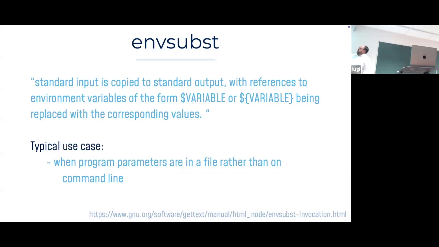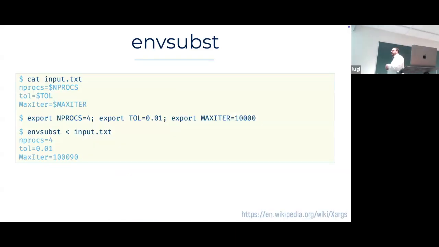So envsubst takes the text in standard input and passes it to standard output, and in the process it finds all the instances of the variable and replaces them with the actual value of the variable. And this is very useful when you are using a program that does not read parameters from the command line, but where you are supposed to put every parameter in a file and the program, when it starts, reads the file. There are some scientific software that work like this. And in that case, envsubst is pretty useful.